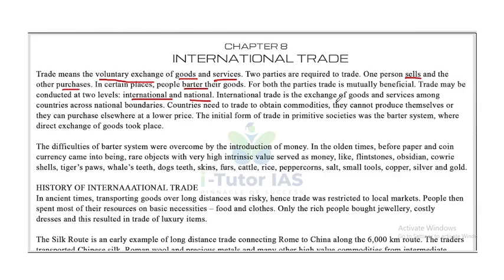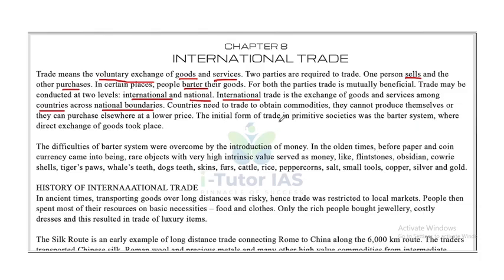International trade is the exchange of goods and services among countries across national boundaries. So what is international trade? It's the exchange of goods and services among countries across national boundaries. Countries need to trade to obtain commodities they cannot produce themselves or they can purchase elsewhere at a lower price.